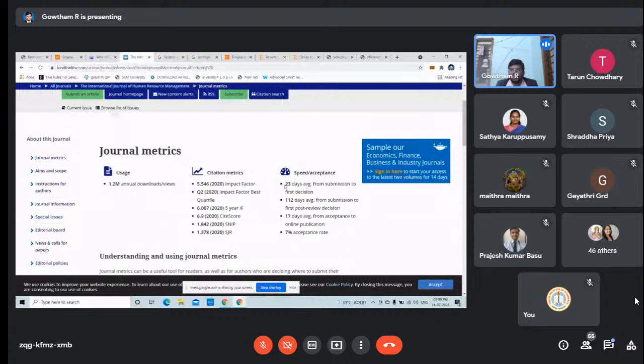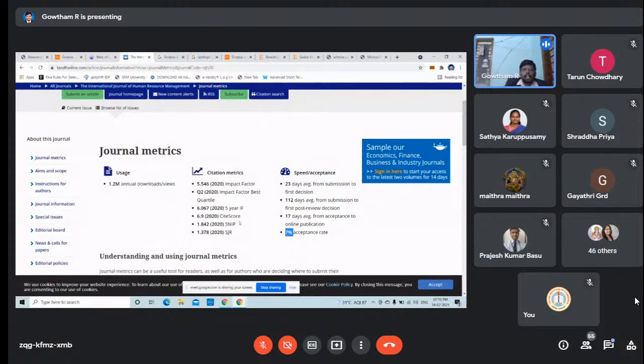First decision, 23 days. Say you are submitting your paper today, within 23 days they will communicate the first decision. Then 112 days average from submission to first post-review decision. From acceptance to online publication, it is only 17 days. Say today you get a communication that your article is accepted, then within 17 days you will get it published. But the acceptance rate is only 7%.